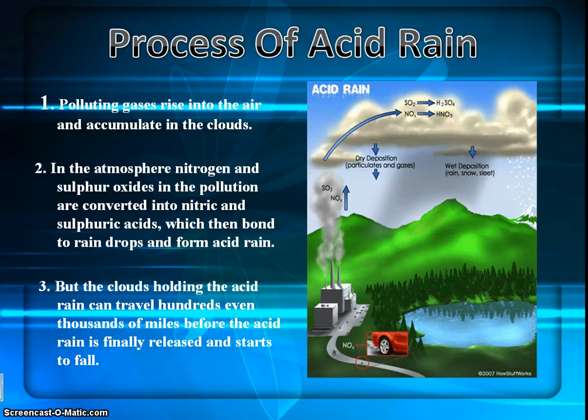The simple process of acid rain is that polluting gases rise into the air and accumulate in the clouds. In the atmosphere, nitrogen and sulfur oxides in the pollution are converted into nitric and sulfuric acids, which then bond to raindrops and form acid rain. But the clouds holding the acid rain can travel hundreds, even thousands of miles before the rain is finally released and starts to fall, which I found very surprising because I thought as soon as they'd bond, they'd fall right away. Good to know. And for those of you visual learners out there, the picture shows visually how the process of acid rain goes.